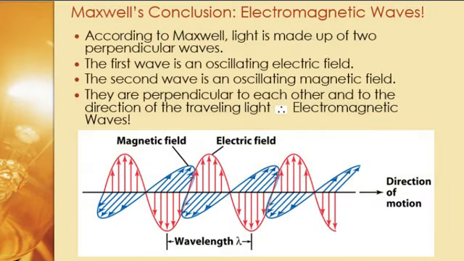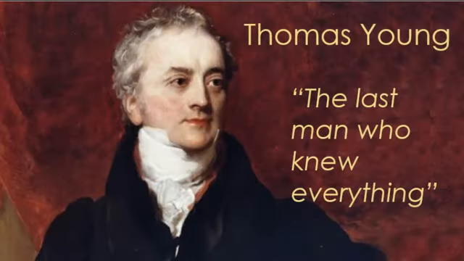Kind of hard to picture. Here it is. According to Maxwell, light's made up of two perpendicular waves. The first wave is an oscillating electric field. The second wave is an oscillating magnetic field. They're perpendicular to each other and to the direction of the traveling light. Therefore, we have what are known as electromagnetic waves. All right, electromagnetic waves. And we see that it's moving, and it's moving in a particular order.